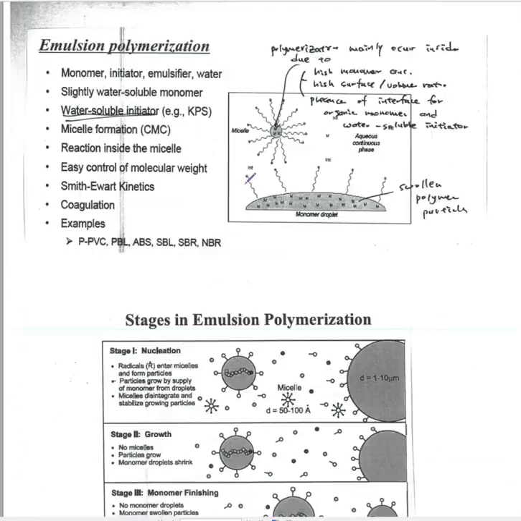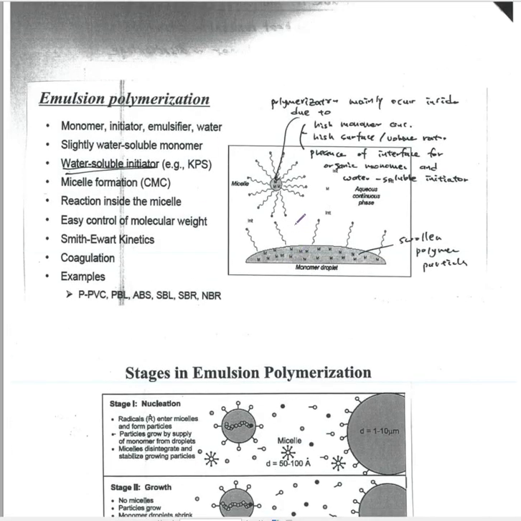the pictures here. Okay. So as I just mentioned, in emulsion polymerization, there are monomer, which is slightly water soluble, initiator, which is soluble in water, emulsifier or surfactant, and water. Okay. We all know what emulsifier or surfactants are, right? Surfactants are basically long chains with the head group, head and tail. And head groups are polar and tail groups are non-polar, right?